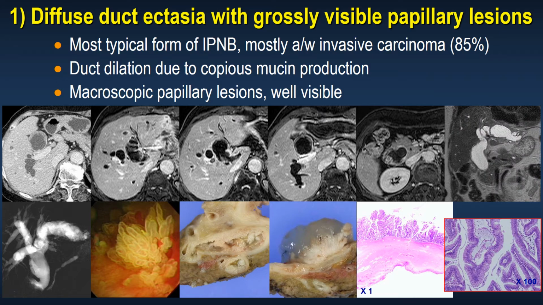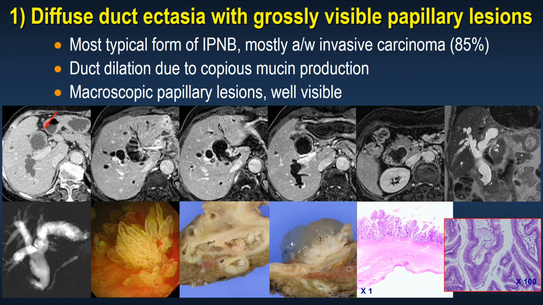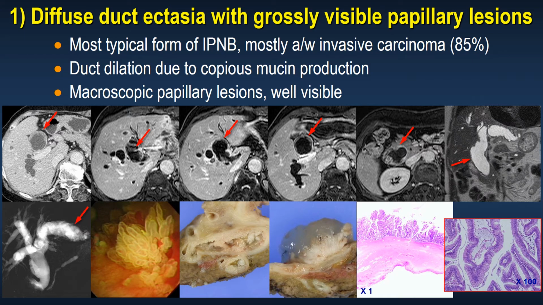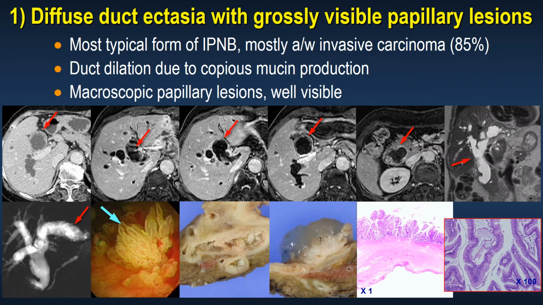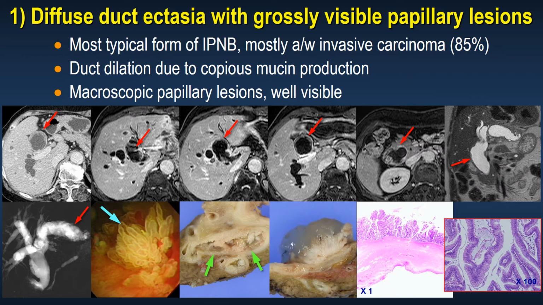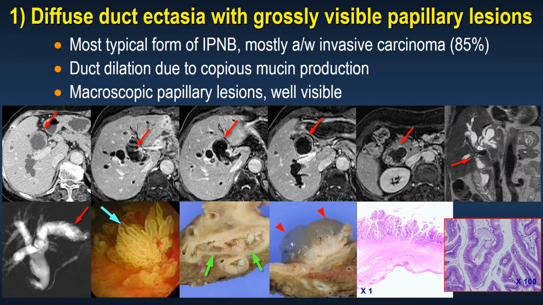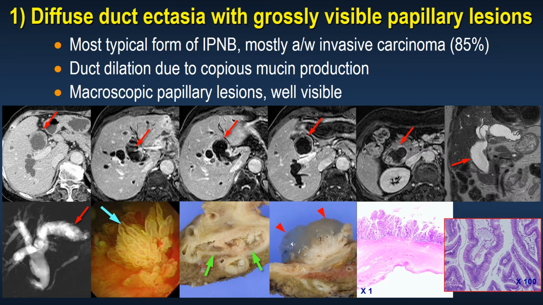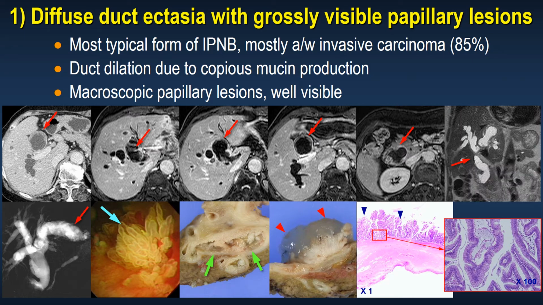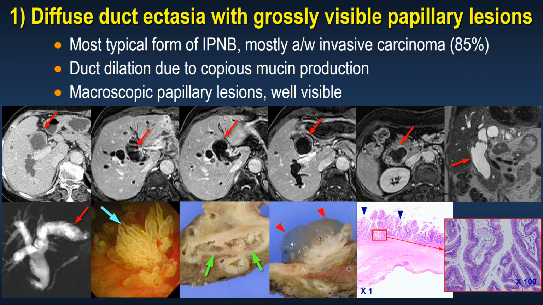In this slide, along the inner wall of the duct, diffusely scattered papillary regions are well observed on CT, MRI, and MRCP. In endoscopy, villous lesions are identified. In the surgical specimen, mucin and papillary regions fill the duct. A mucin plug covering the papillary region is observed on the surgical specimen. Microscopic exam reveals tumor cells showing mucin production and papillary growth.